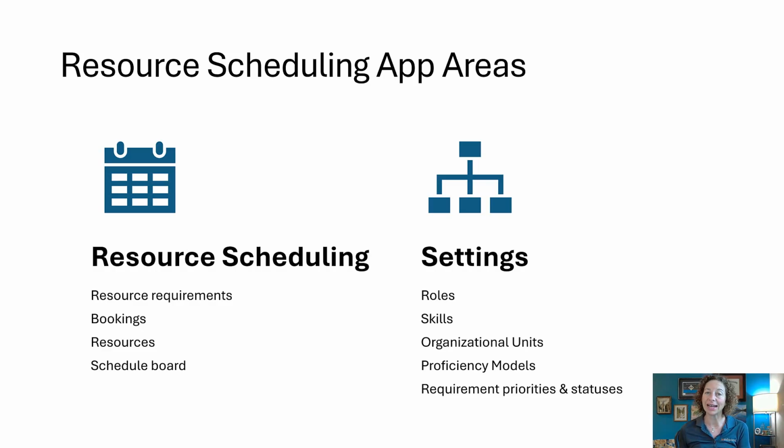And then the other area is the settings area. This is where you're defining roles inside of resource scheduling and skills, organizational units, proficiency models, and requirement priorities and statuses. So as you can see, there's a lot of stuff inside the realm of customer service, but the place you're going to spend most of your time is highly likely to be the Copilot Service Admin Center.